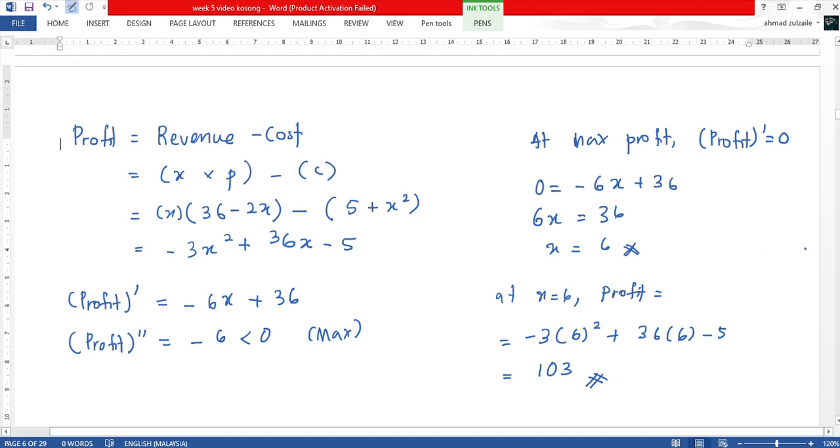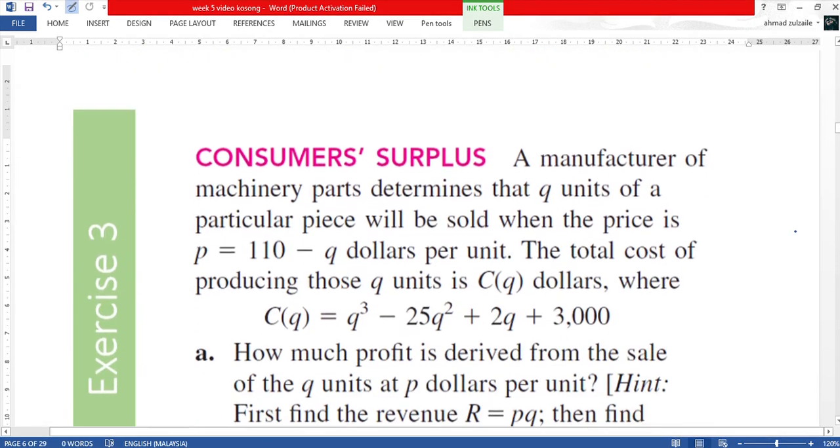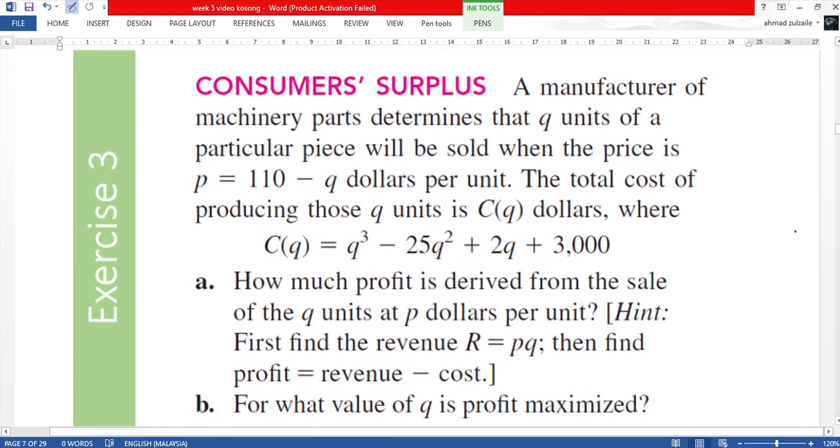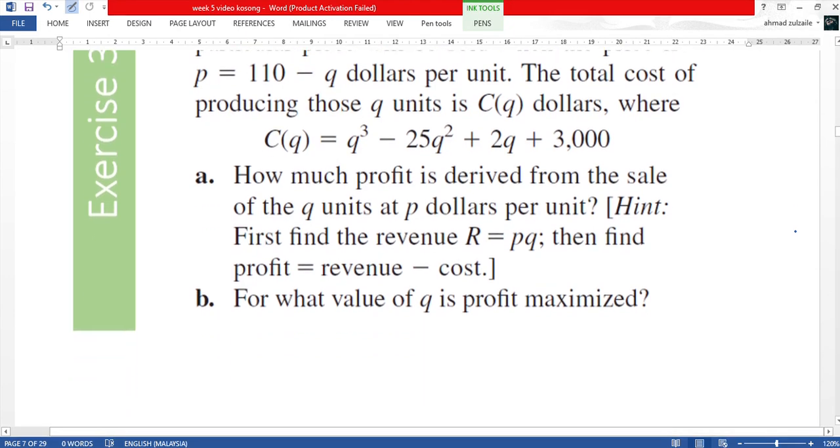Is it okay? Alright. So I leave you guys with the consumer's surplus. This one is actually the same. If you read the question: how much profit is derived from the sales of Q units at P dollars per unit? It gives a hint: first, find the revenue R equals P times Q, and then find the profit, which is revenue minus cost. Actually it's the same as the previous question. So I'll just give you the answer for this question number 3.